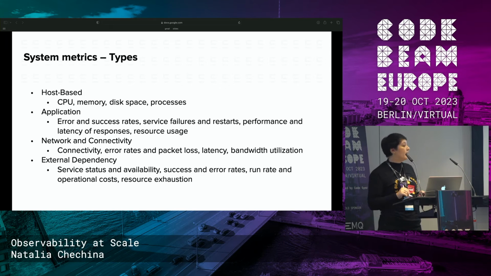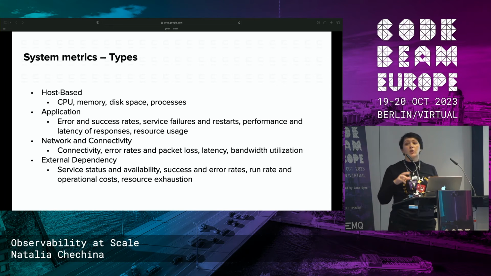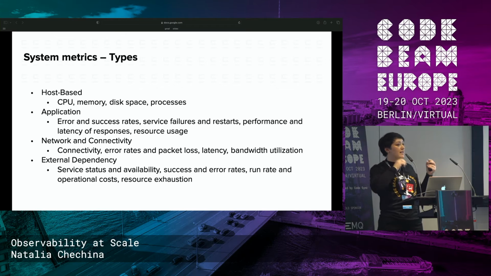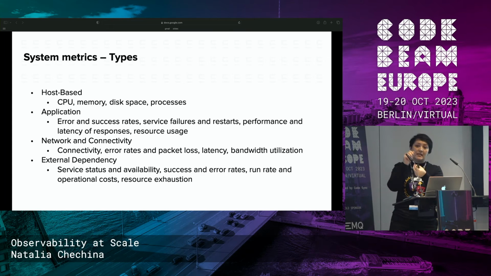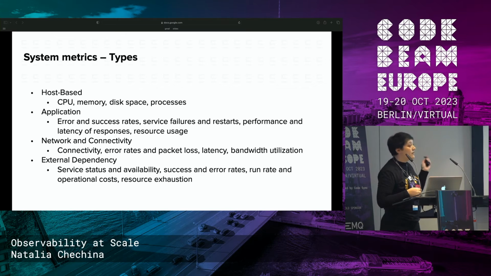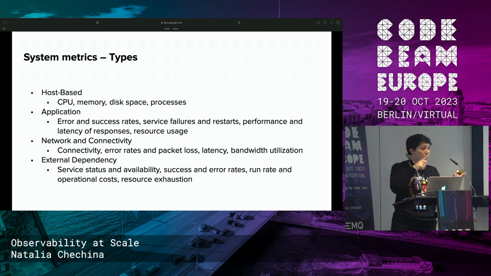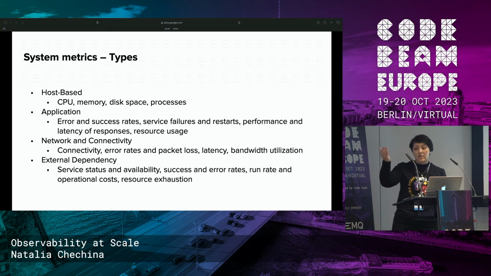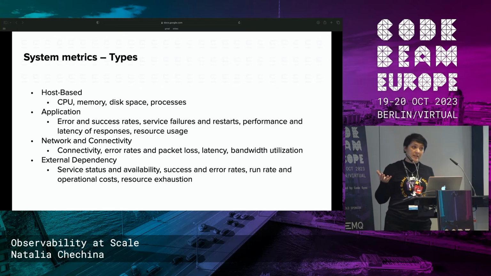Then application metrics are the ones that you will add to see what's happening: how long messages spend in the queues, how many requests are sent, how long it takes to process messages or requests at a certain level. We have network connectivity, so monitoring how well the nodes within our system are connected, and then of course external dependencies. We send requests to third parties. How long does it take?